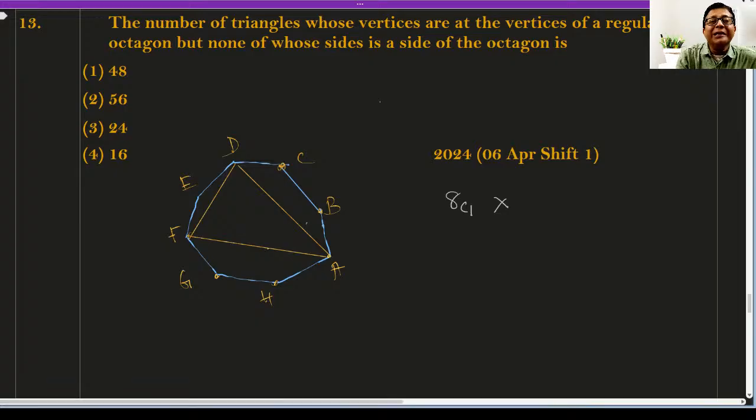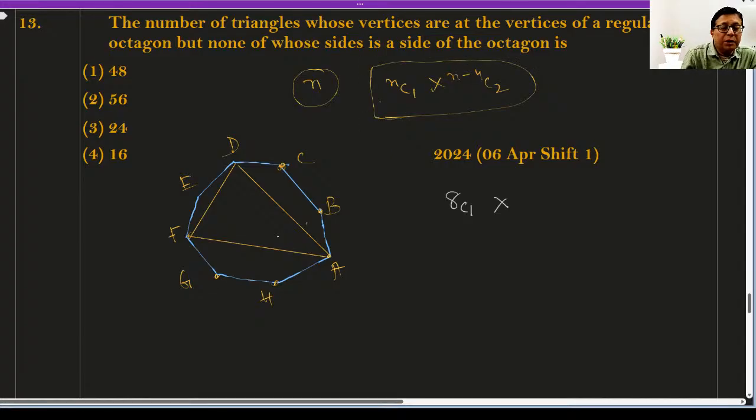So if you do it for an n-sided polygon, one vertex can be selected NC1 ways. None of those sides are common. Then apart from these 4 vertices, we can choose any 2. N minus 4 C2 ways. Is this the required number of ways?